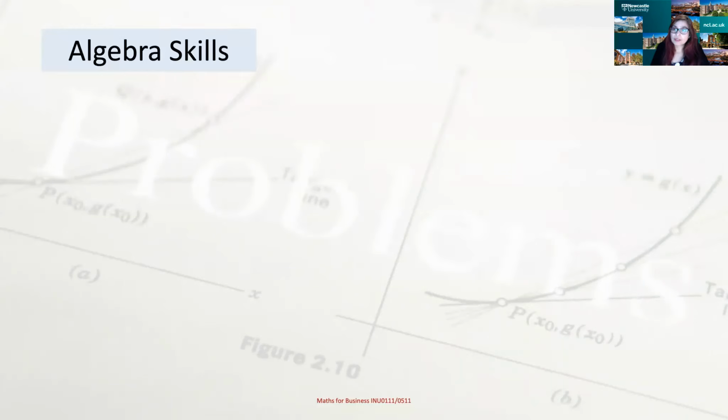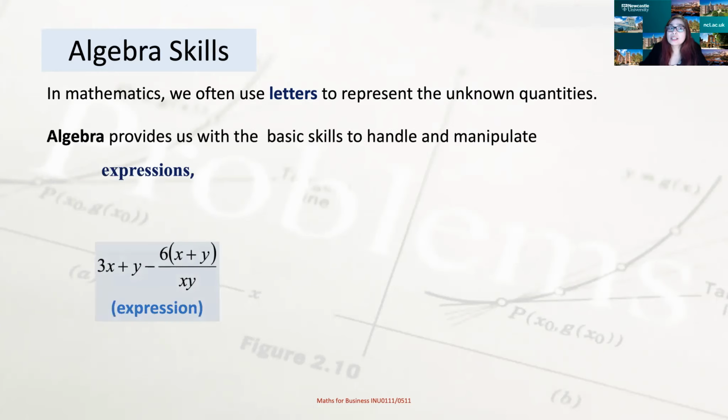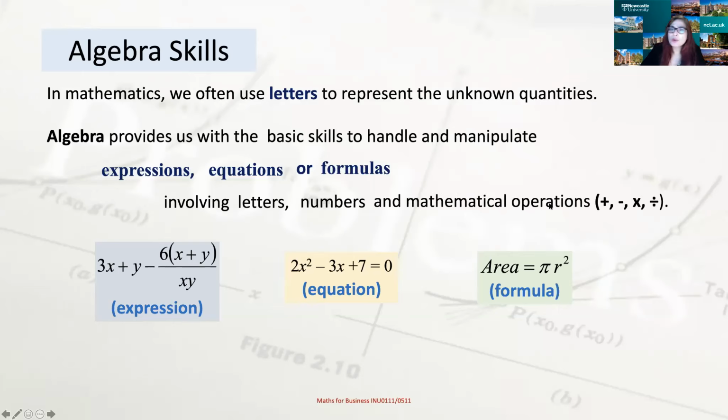So first, let's start with our understanding of the terms expressions, formulae, and equations. In mathematics, we often use letters to represent the unknown quantity. Algebra provides us with the basic skills to handle and manipulate expressions, equations, and formulae, which involve letters, numbers, and mathematical operations. And what are the four mathematical operations? Addition, subtraction, multiplication, and division. So that is what algebra is. You use letters, numbers, and mathematical operations. That's all. Now let's see the difference between expression, equation, and formula.